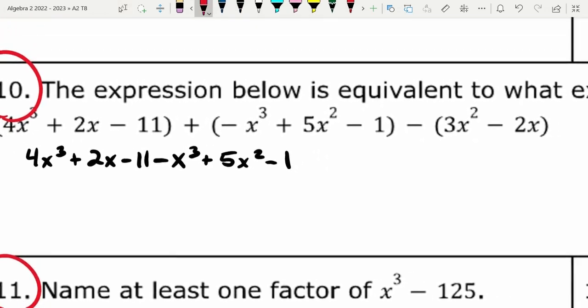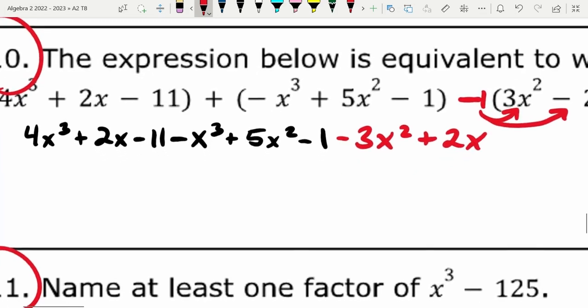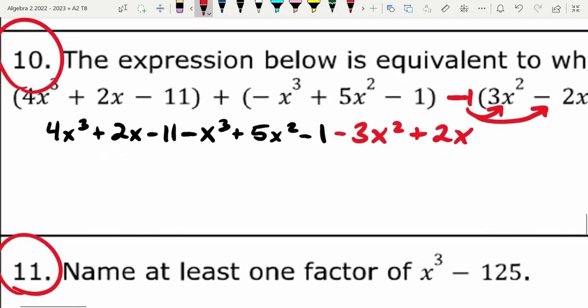And then we need to take this negative 1 that's in front of the parentheses and distribute that inside. So this positive 3x is now going to be a negative 3x squared. And this negative 2x is now a positive 2x. Okay, the last thing we have to do is combine all our like terms.